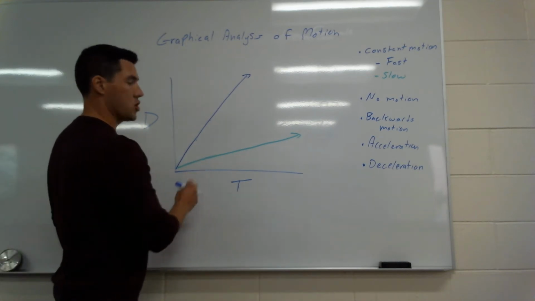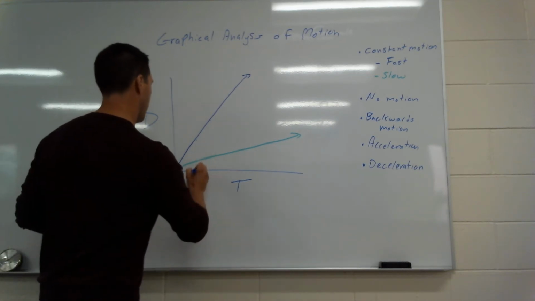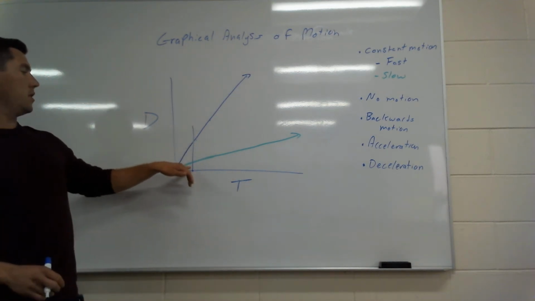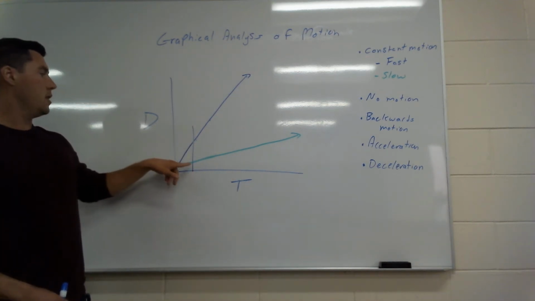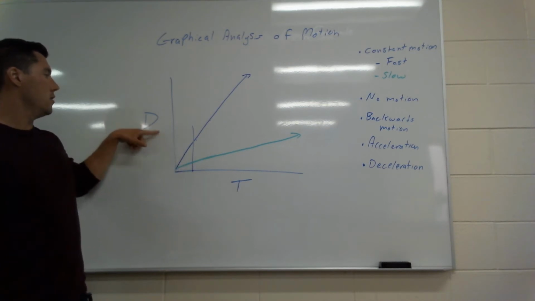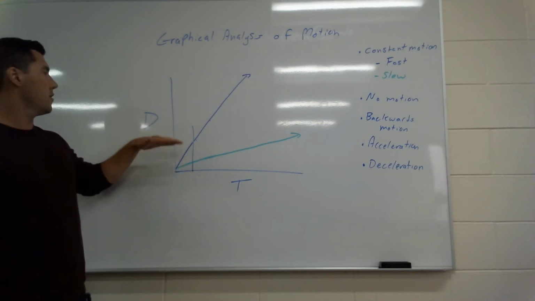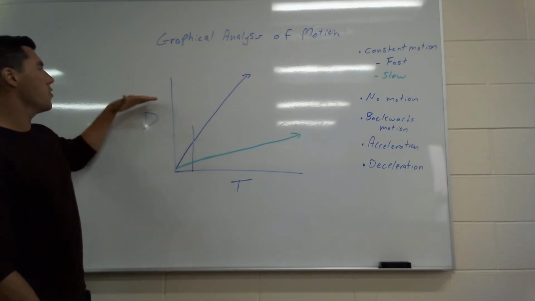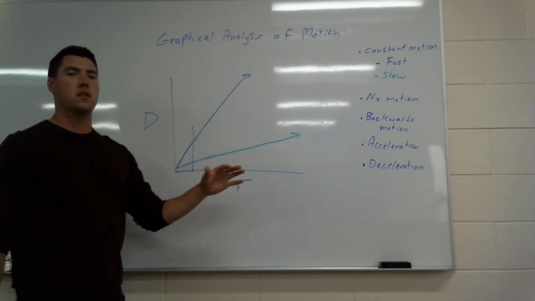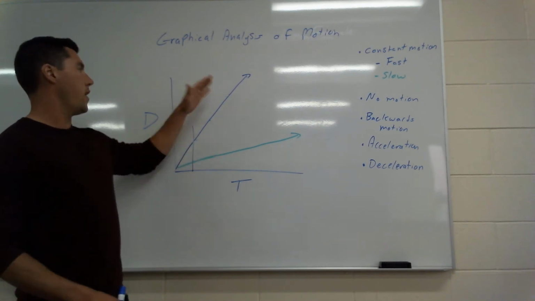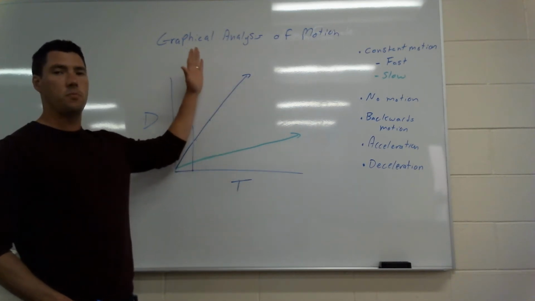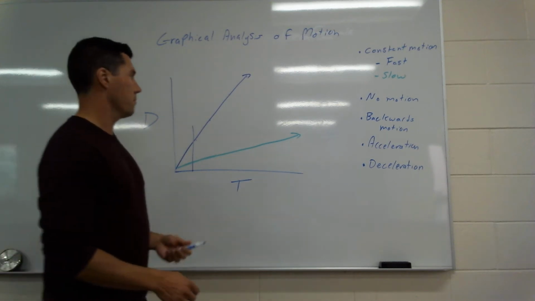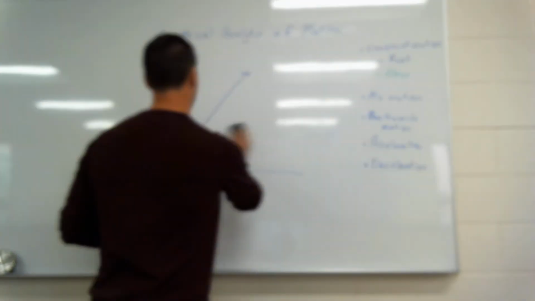If I go right here at this time and cut it, let's say this is 2 seconds. The green has only gone so far in 2 seconds. This blue has gone much farther in the same 2 seconds. So they are traveling a farther distance in the same amount of time. So that's how you know that they are going fast. Basically, the steeper your slope, the faster you're going in your constant motion. All right, so there's the first 2 there.